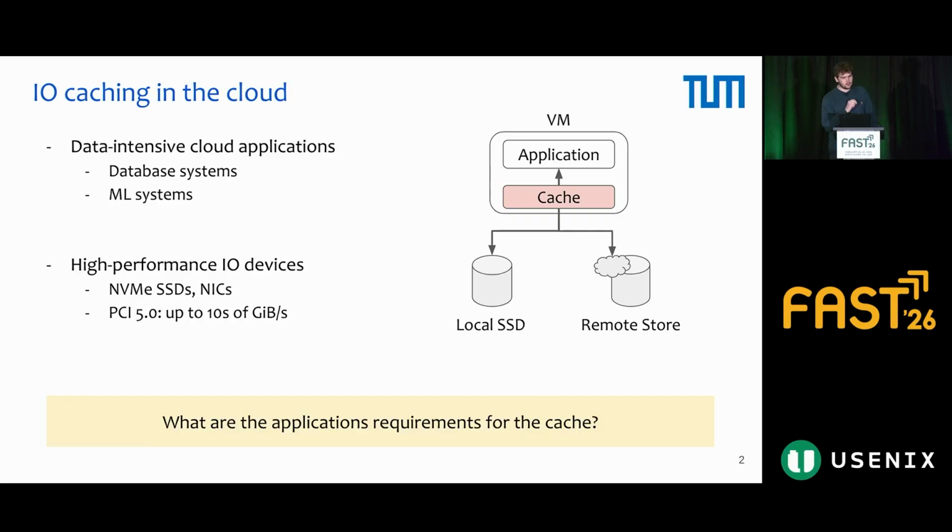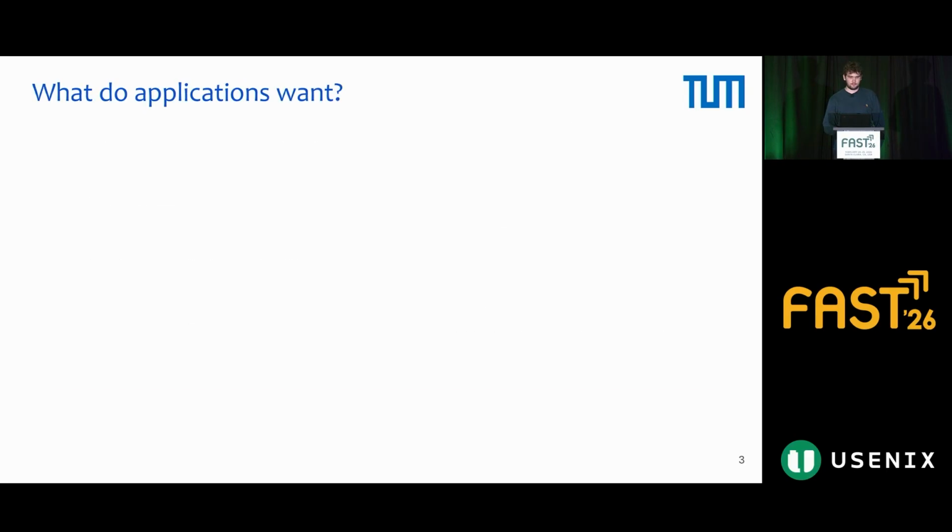Now, to better understand the problem, let's delve into what the application requires from the cache. First, applications may want non-hardware-supported page sizes. Typical database systems use multiples of 4 kilobyte pages, such as 8 kilobytes for PostgreSQL or 16 kilobytes for MySQL. And other data processing applications may use even bigger sizes.